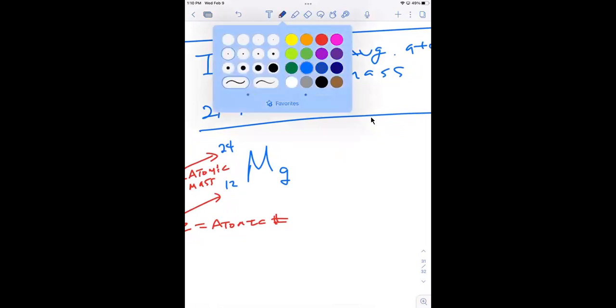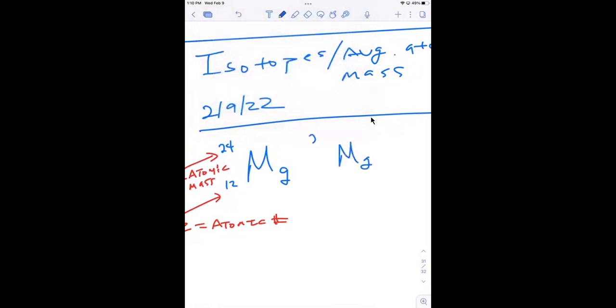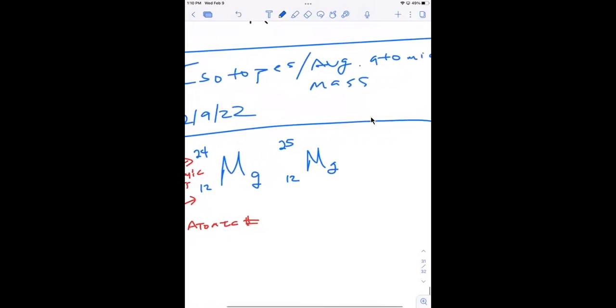So you write magnesium, and it'd be 25 up here, 12 here. And then the magnesium 26 isotope, you would write it 26 and 12. Notice the atomic number is not changing, only the atomic mass. And how do we account for the difference in atomic mass? What causes that to change? If the atomic number isn't changing, what does that mean?